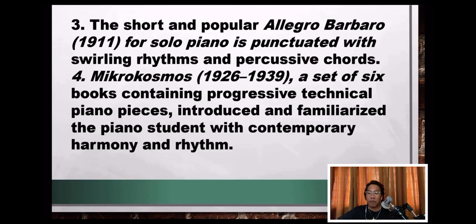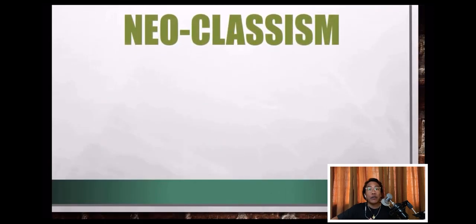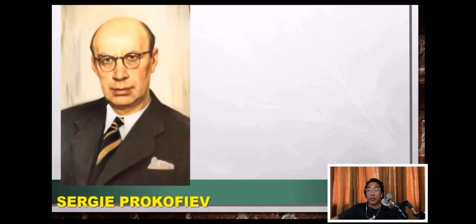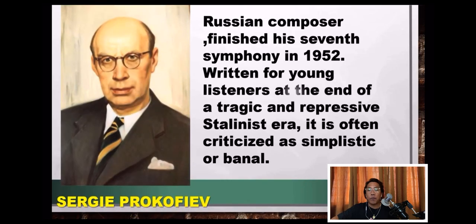harmony and rhythm. The next musical style of the 20th century, class, is what we call Neoclassicism. It was a moderating factor between the emotional excesses of the Romantic period and the violent impulses of the soul in Expressionism. It was in essence a partial return to an earlier style of writing while combining atonal harmonies with slight dissonances. The first artist for this musical style is Sergei Prokofiev.